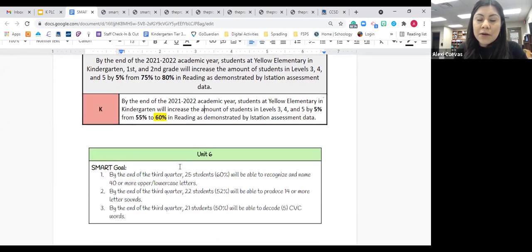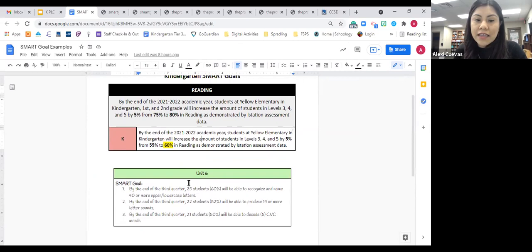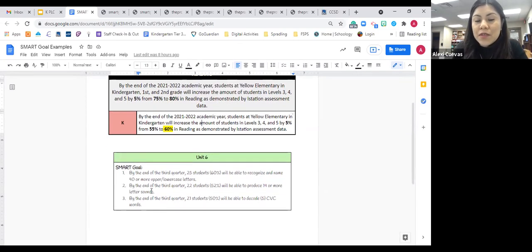And then we have our unit goal. The unit goal also needs to be aligned to your team goal and to your overall school goal. This was just an example from one of our units.